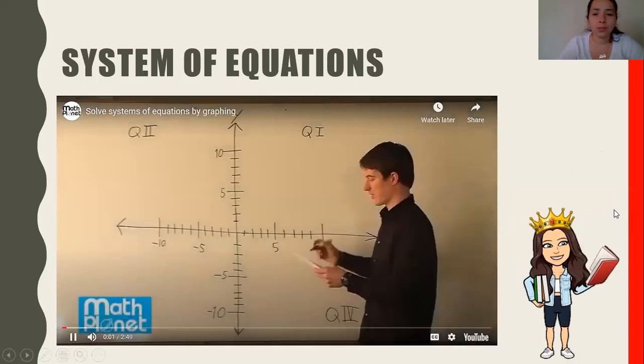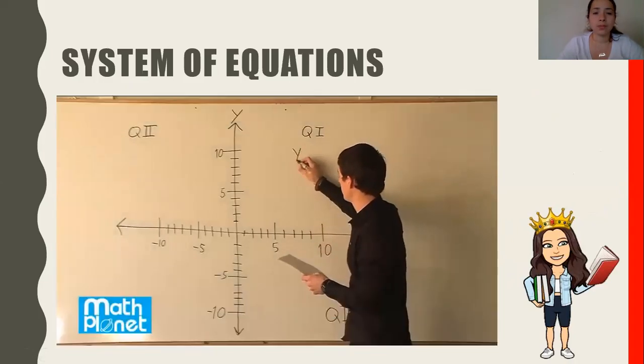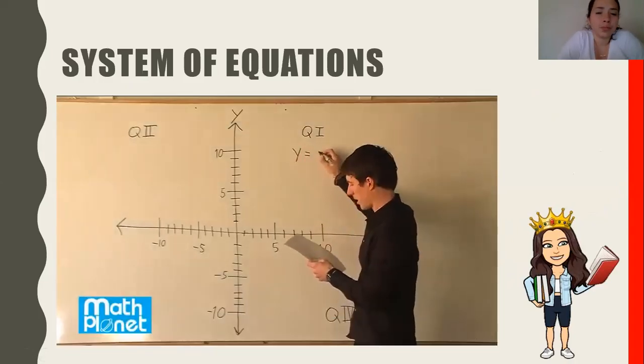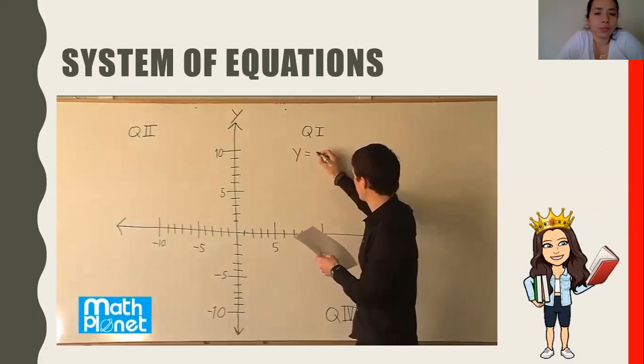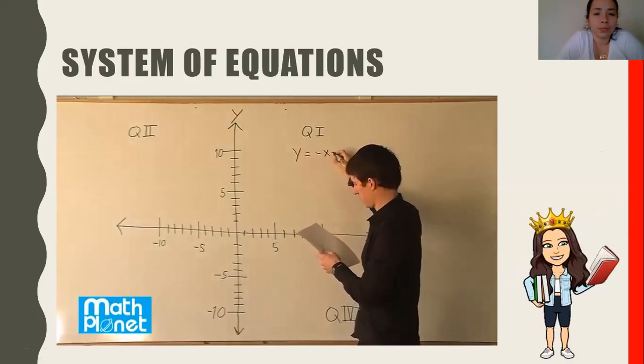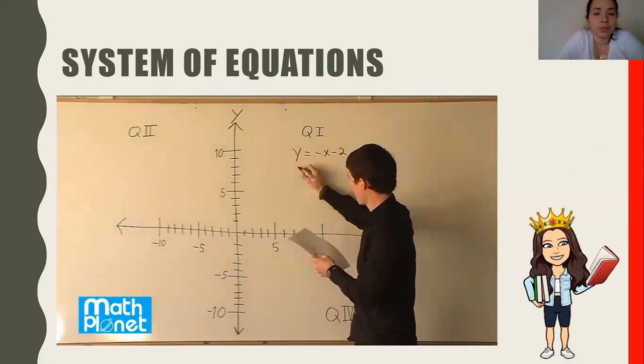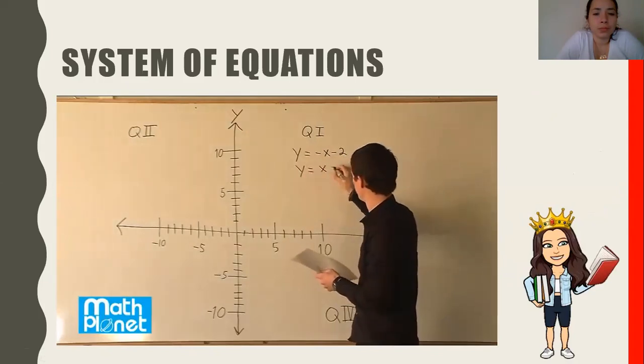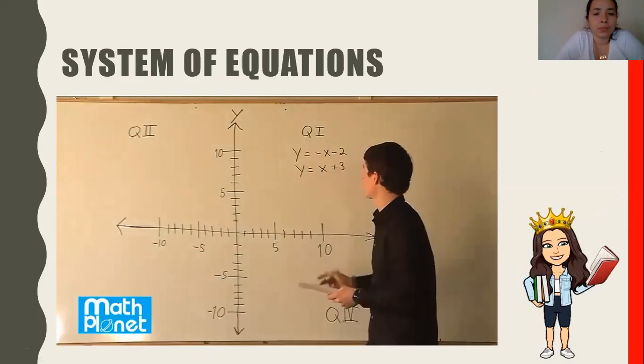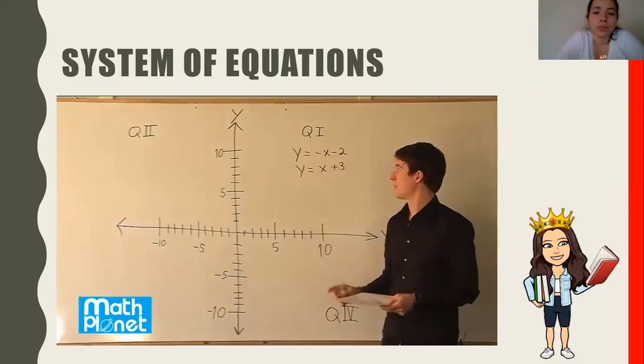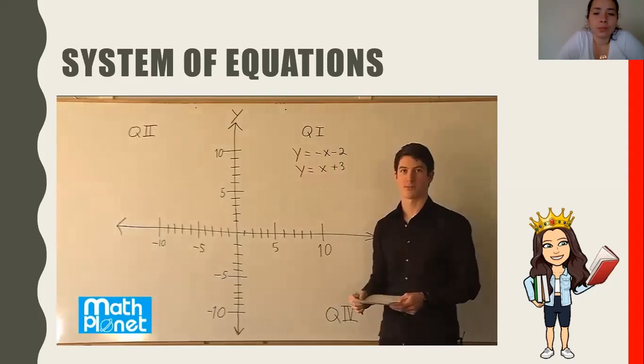In this problem, we have a system of equations. In other words, we have 2 linear equations like this: y equals negative x minus 2, and y equals x plus 3. There are different ways to solve systems of equations. In this case, let's solve this by graphing.